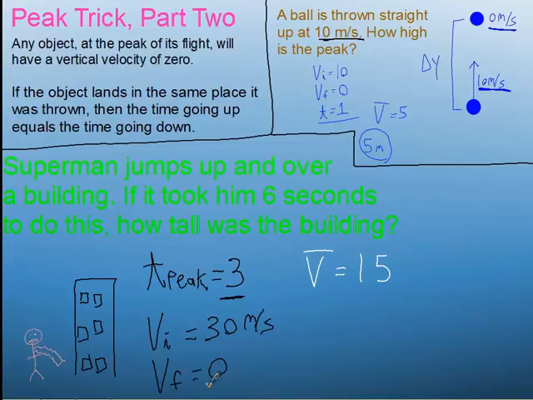So for this problem, his final velocity when he's at the top of the building is 0, which tells me that his average velocity on the way up, if he started at 30 and ended at 0, was 15 meters per second. Now here it gets easy. If he went an average of 15 meters every second for 3 seconds, then the building was 45 meters high.